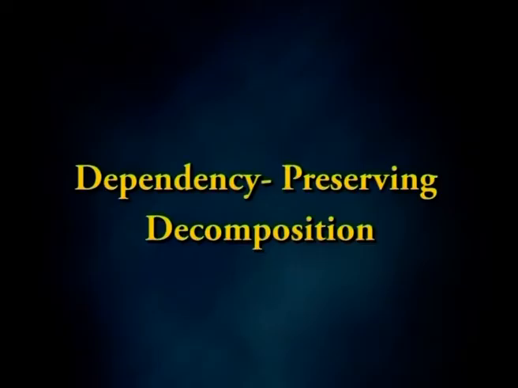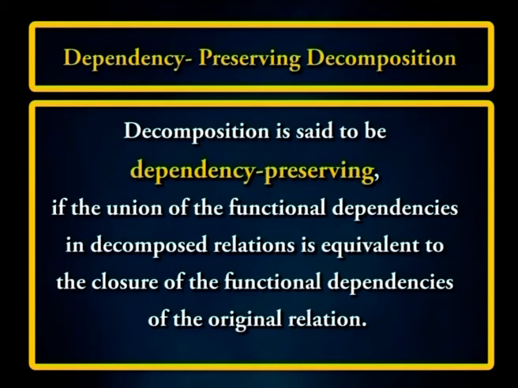The second is dependency preserving decomposition. Decomposition is said to be dependency preserving if the union of the functional dependencies in the decomposed relations is equivalent to the closure of the functional dependencies of the original relation.